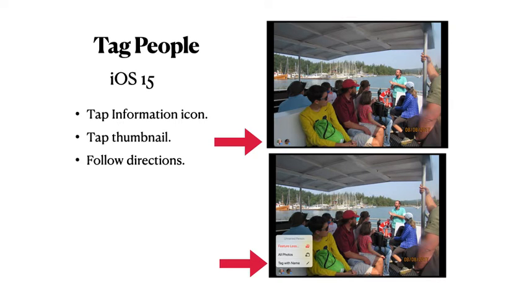And this is how that works. So you've got a picture with a bunch of people in it. You've got to be able to see their faces. You tap the information icon, and down in the left-hand corner, you'll see little circles with the faces of people that you can identify. When you tap on the specific circle, then you get the menu, and down at the bottom it says tag with a name. So you would tap there and then follow the directions. And that's pretty straightforward.